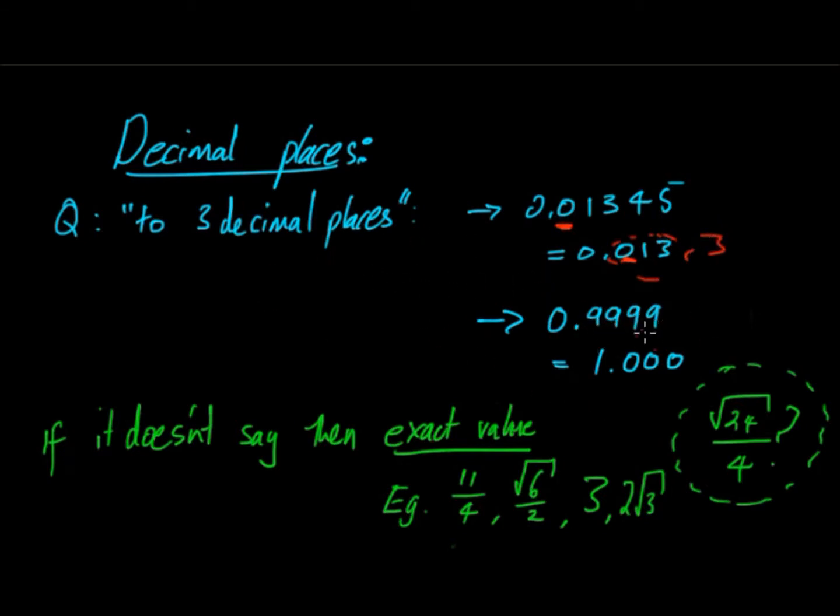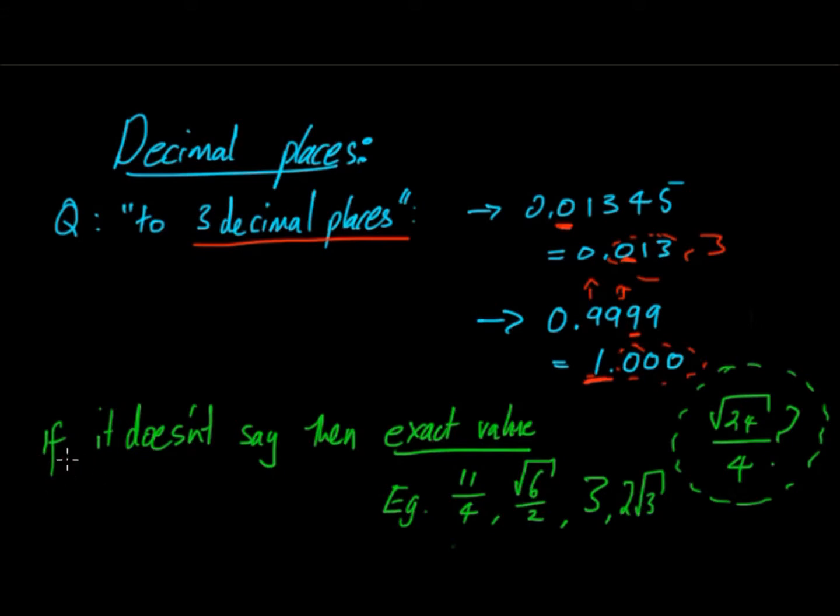Then 0.9999 to 3 decimal places. Well, you look at this 9, that rounds up. The 9 rounds up again, and the 9 rounds up, so it carries all the way to make this one a 1. Then instead of just leaving it as 1, you must also put 0.000 to make it 3 decimal places. So even if it's a whole number, you still have to put those 3 zeros in, so don't forget those.